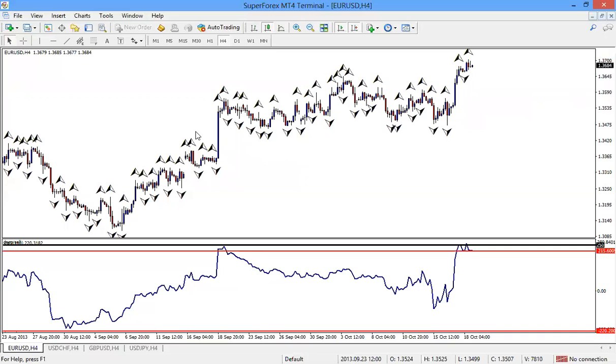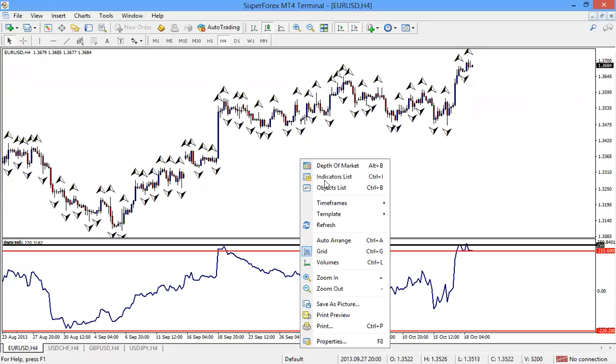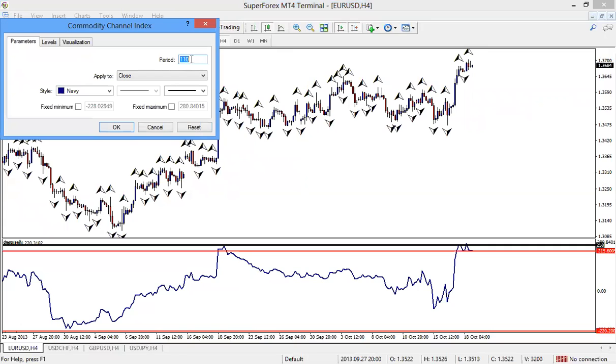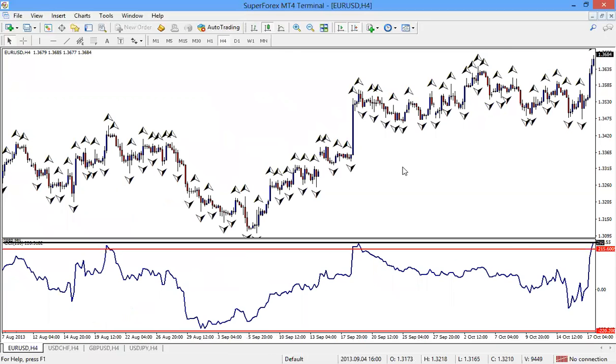So you just go on the chart, insert the fractal. It has no other settings than default. Then CCI, you just put it on period 110. 110 period, write it down. Period 110, you apply to close, and then you test it. Test it and tell me the result, okay?